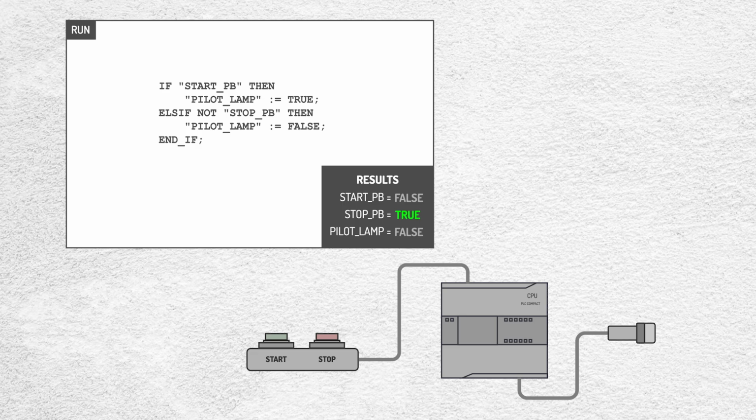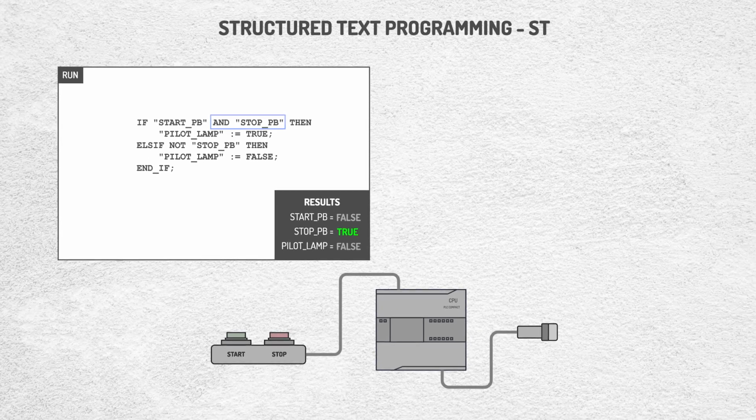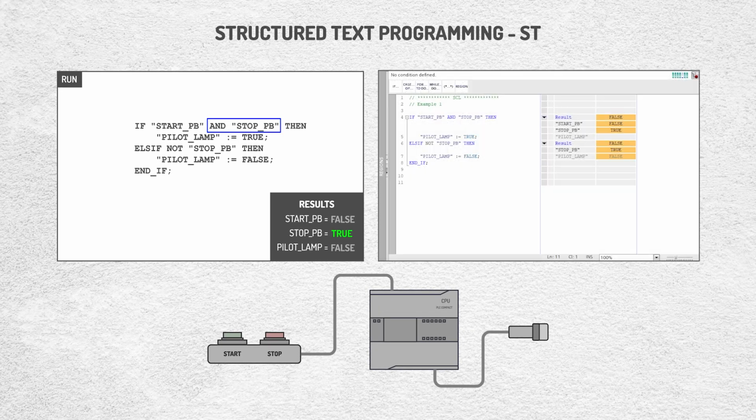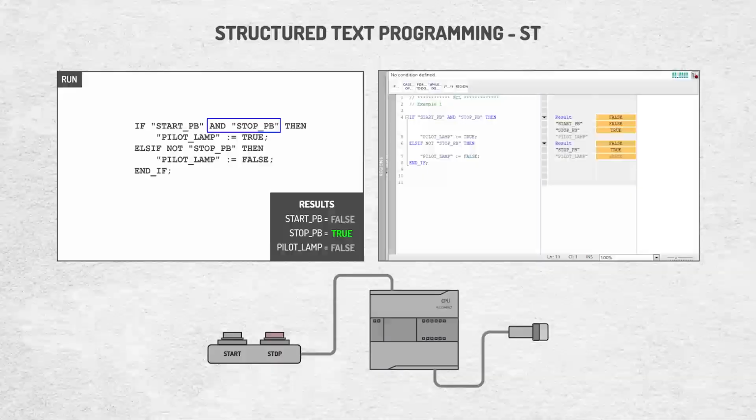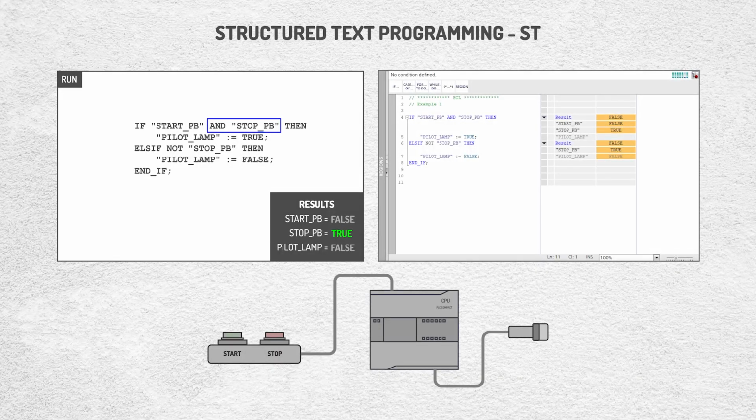If we want to make our program more robust, we can add an additional condition to avoid conflicts when both buttons are pressed simultaneously. In this case, we can include an operation within the first condition so that the pilot only turns on if start is pressed and stop is not held down. This ensures that the stop priority prevails over the start command. We can also visualize this implementation directly in TIA Portal, where the applied logic can be clearly seen.